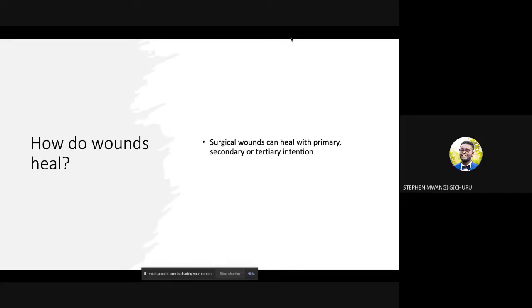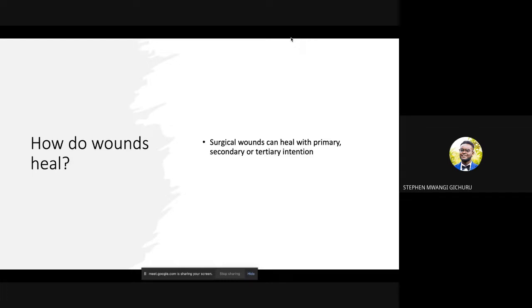Primary intention, yes, is when the wounds are very proximal. So most of the time, this is when you have a clean wound or when you've gone to theater. You will close it with a suture. You can close with a suture. You can put staples. You can even put a surgical glue. I don't think you'll find any surgical glue, not unless you do an internship in Aga Khan. But the other places you'll see sutures and staples.